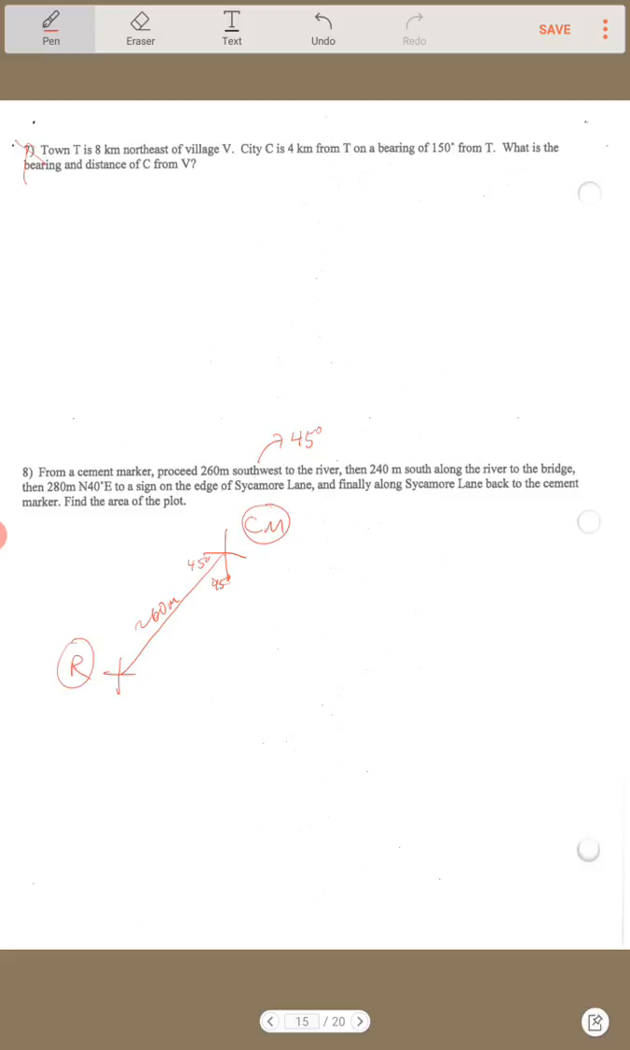Okay. And then from the river, we're going to go 240 meters south. So we're going to go down 240 meters. And then we're going to hit the bridge. So at this point, we're going to hit the bridge right here. And then once we reach the bridge, we're going to go 280 meters north, 40 degrees east. So 40 degrees east and 280 meters will look something like this. Oh, that's a terrible drawing. Forgive me. Anyway, this is 280 meters there. And we know that this angle measurement is 40 degrees.